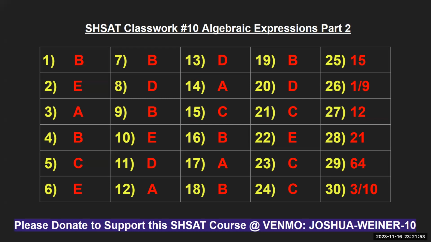1 was B, 2 was E, 3 was A, 4 was B, 5 was C, 6 was E, 7 B, 8 was D, 9 was B, 10 was E, 11 was D, 12 was A, 13 was D, 14 was A, 15 was C, 16 was B, 17 was A, and 18 was B. 19 was B, 20 was D, 21 C, 22 was E, 23 was C, 24 was C. 25 was 15, 26 was 1/9, 27 was 12, 28 was 21, 29 was 64, and 30 was 3/10.